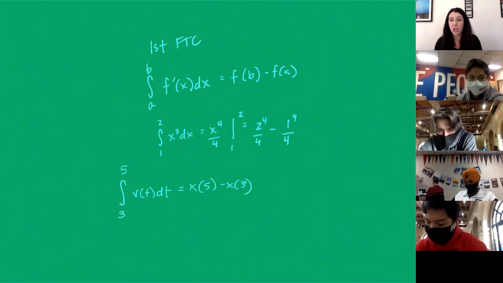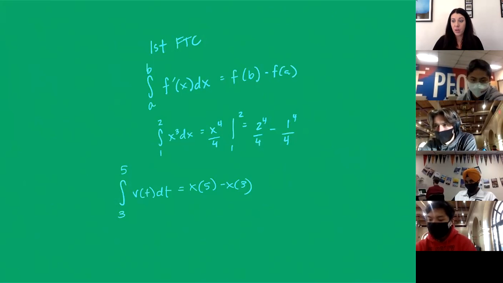Second FTC means you're taking a derivative of an integral. What you're doing there is you're not actually taking an integral. You're plugging in the top bound, multiplying by the derivative of the top bound, subtract, plugging in the bottom bound, multiply by the derivative of the bottom bound. Okay, that was just a quick refresher on those topics.